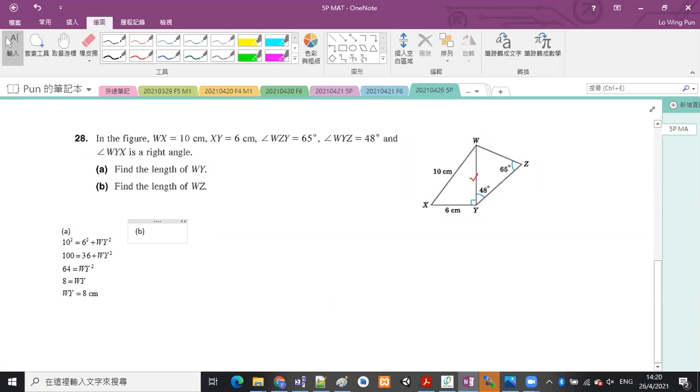Can you get the correct answer? And then part B, find the length of WZ. After finding the length of WY, so we know that it is equal to 8 cm, right? This one is 8 cm. And the question asks us to find WZ. WZ is here, okay? WZ belongs to triangle WYZ. So what information do we have? We have one known pair of corresponding length and angle. And then WZ belongs to the second pair, where we have the angle already. So we do not need to find the third angle.